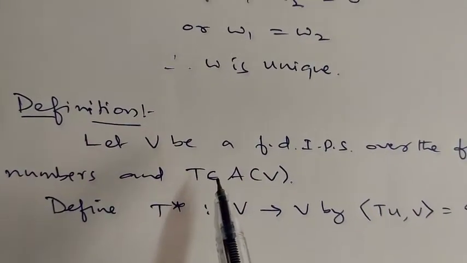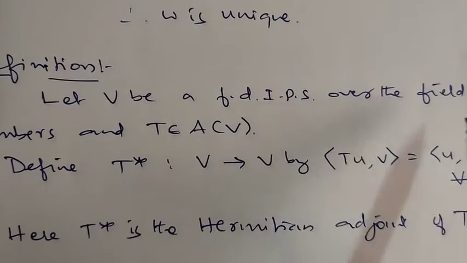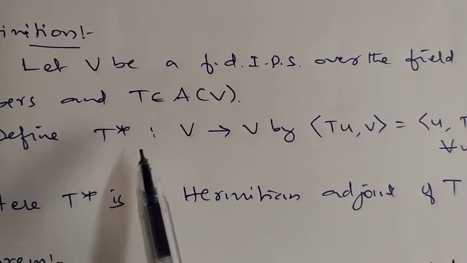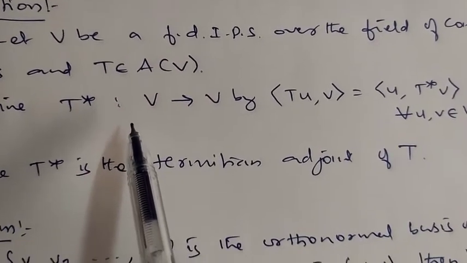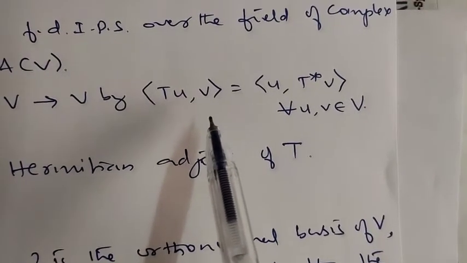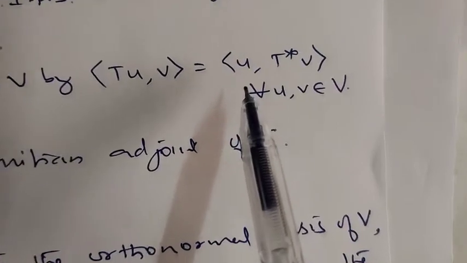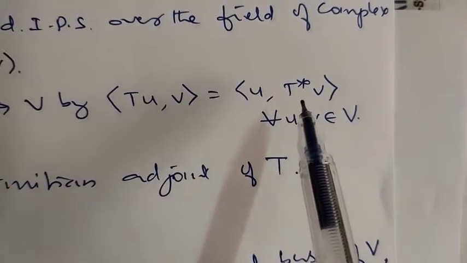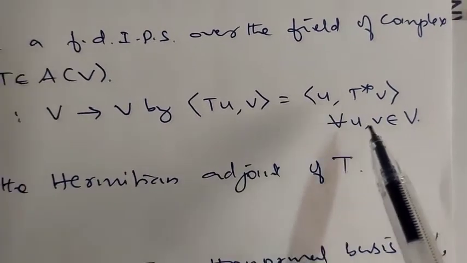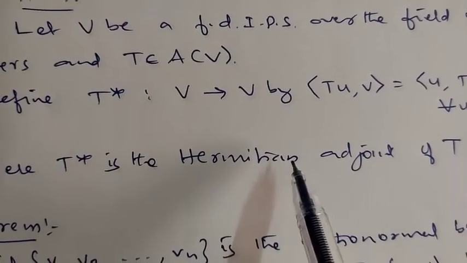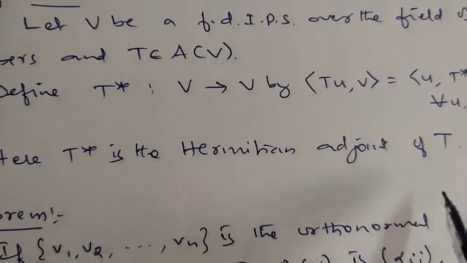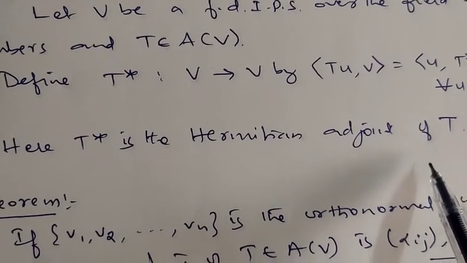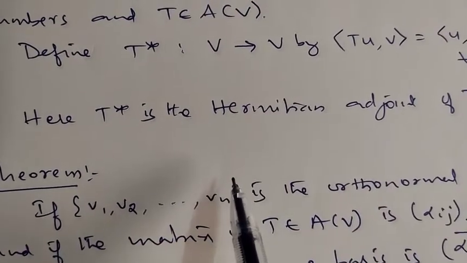Okay. Now look here. Suppose V is a finite dimensional inner product space over the field of complex numbers, and T is an element of A of V. Now you define the transformation T star from V to V by (T of u, v) is equal to the inner product of (u, T star of v) for every u, v belongs to V. This operator T star from V to V is called the adjoint of T, or simply the Hermitian adjoint of T. Now that, as I'll define in the next section, T is Hermitian if T is equal to T star.